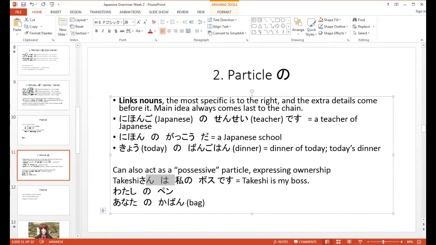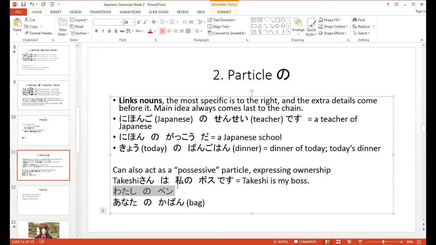So in this case, Takeshi-san wa watashi no bossu desu. So here's the particle wa. The particle is about Takeshi. Speaking of Takeshi, what about Takeshi? Takeshi is watashi no bossu, my boss. In this case, the more specific one is boss, right? So what about boss? My boss. He is my boss. Takeshi is my boss.